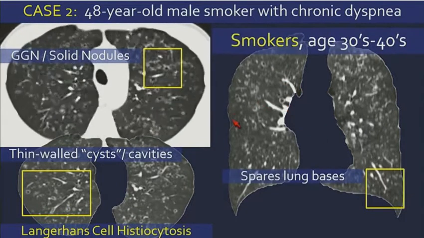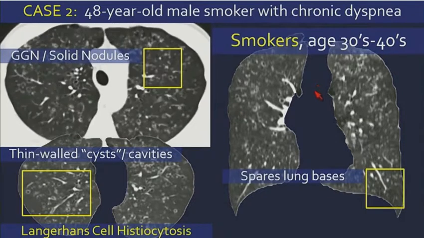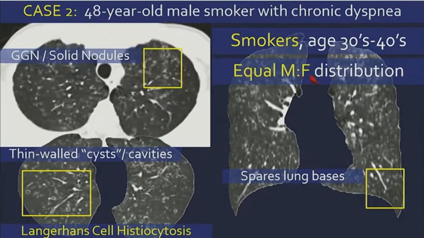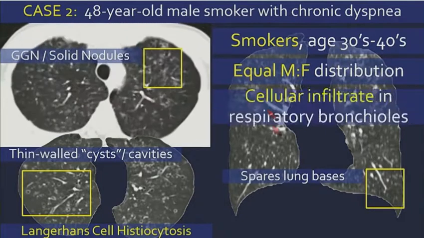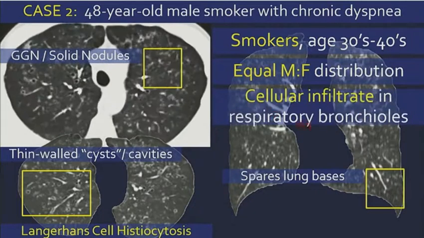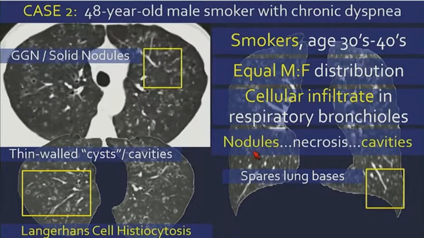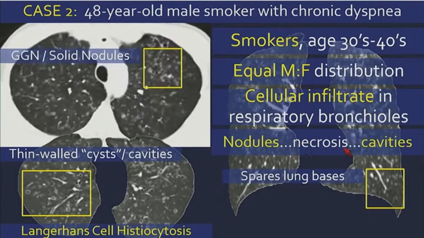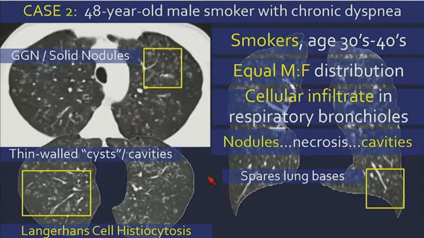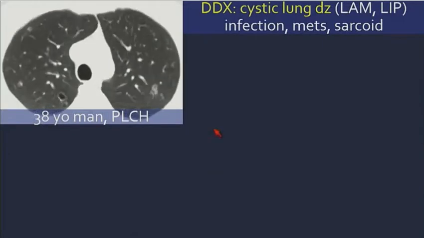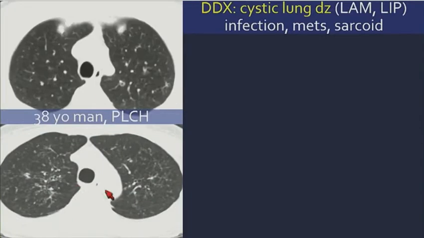So LCH, pulmonary Langerhans cell histiocytosis, typically involves smokers in the 30s or 40s. It has an equal male and female predominance, which did not used to be thought to be true. It used to be thought to be mainly males. It's a cellular infiltrate that centers on the respiratory bronchioles. So what really happens is these fibrotic nodules develop around the respiratory bronchioles, and then you get necrosis, and then cavities form. And that's why some people refer to this as a cavitary lung disease and not as a true cystic lung disease.